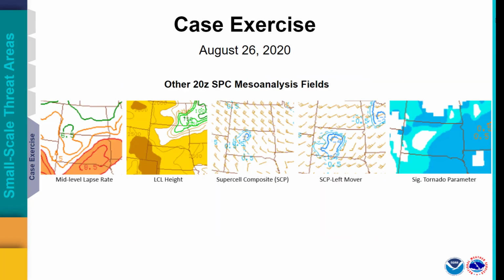Here are some other SPC fields. We have steep mid-level lapse rates, which support the large CAPE in the hail growth zone, along with large downdraft CAPE. We see fairly high LCL heights, which would tend to support outflow-dominated storms. The supercell composite and left-moving supercell composite both highlight west central South Dakota. Finally, the significant tornado parameter shows very little, given the lack of low-level shear and SRH.